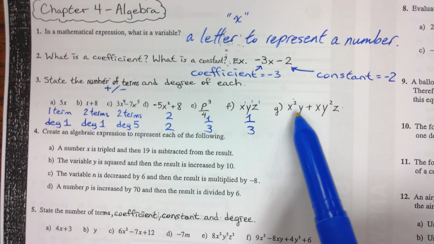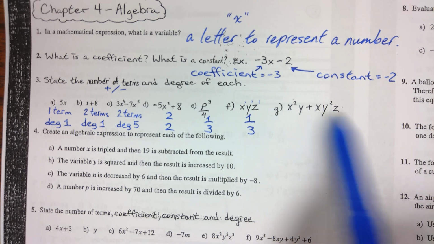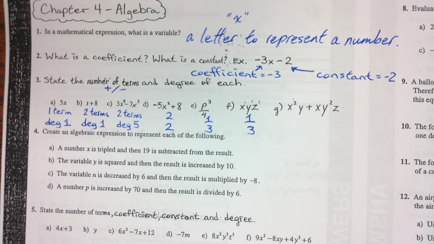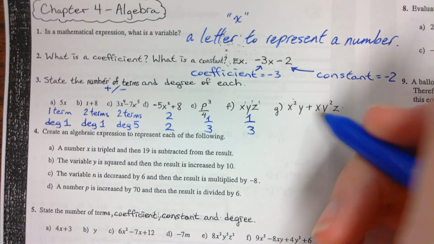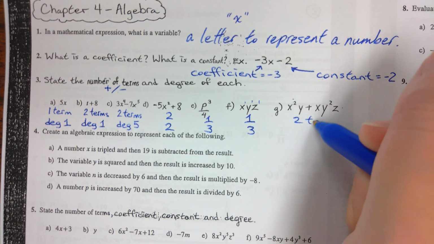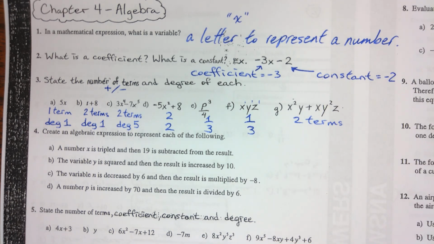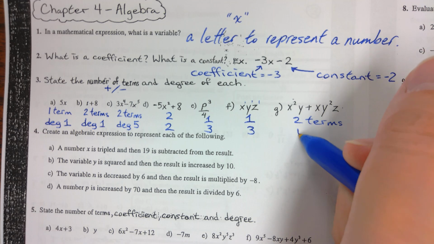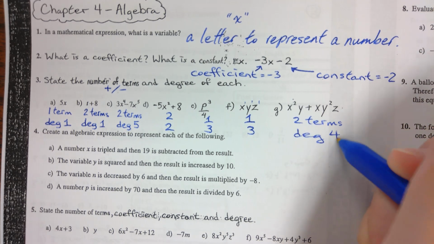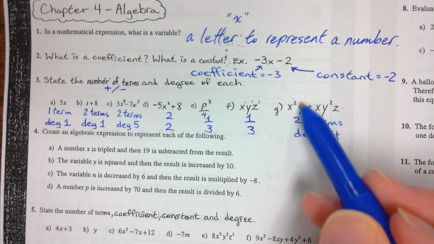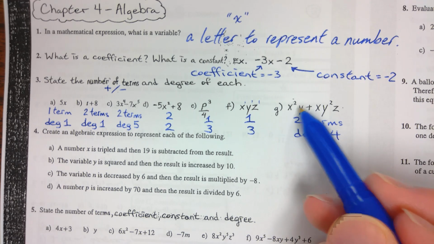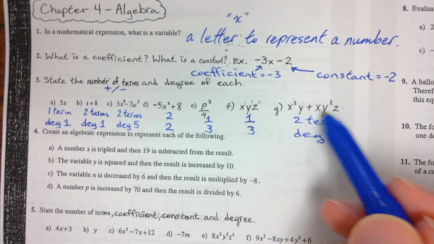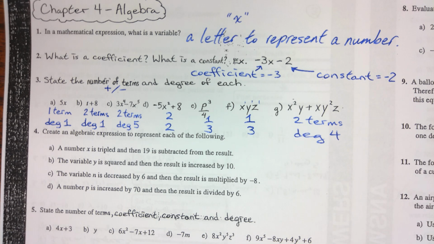All right. So let's try to see this one then. How many terms do you see here? Sam? 2 terms, good. Degree 4, excellent. Because this term has a degree 3, this term has a degree 4. So the highest of the terms is 4. Okay.